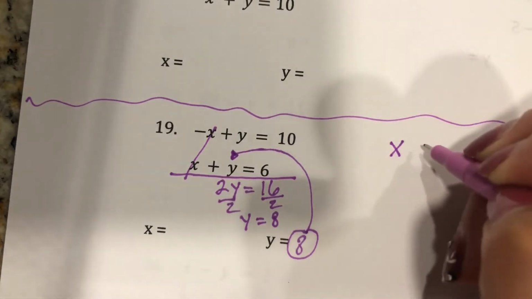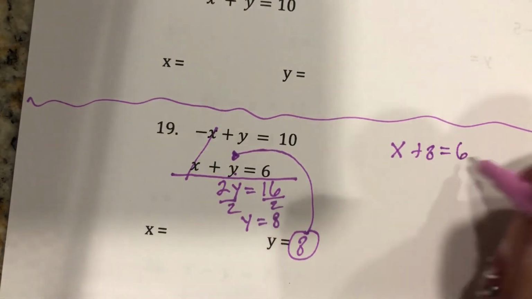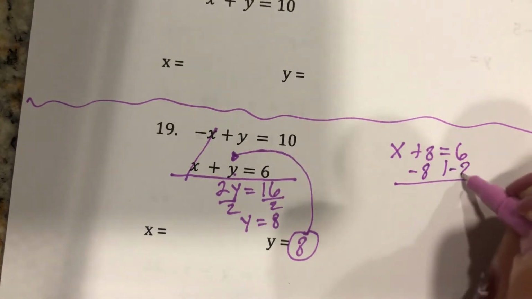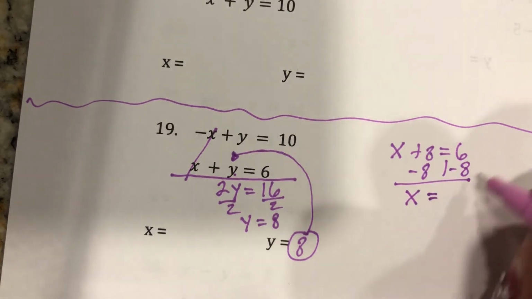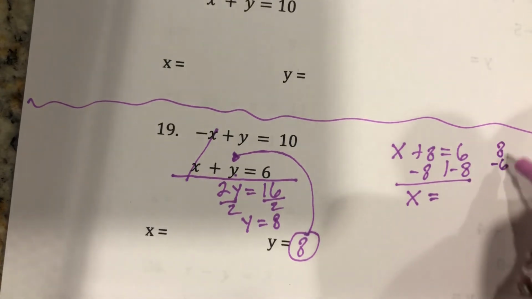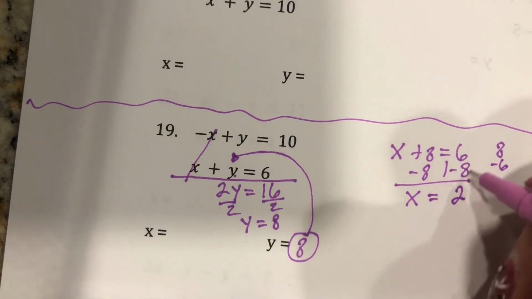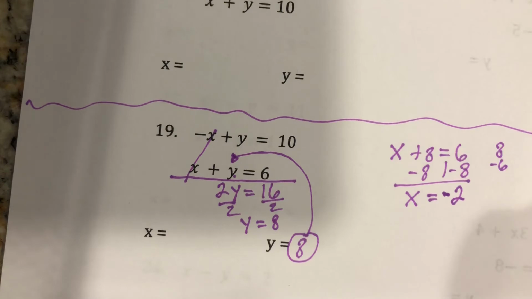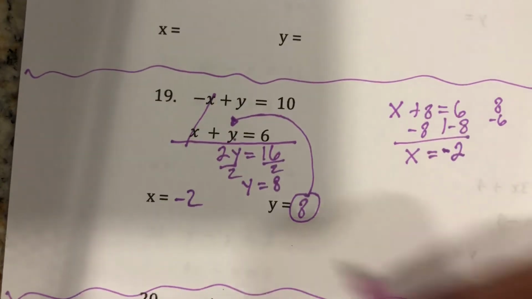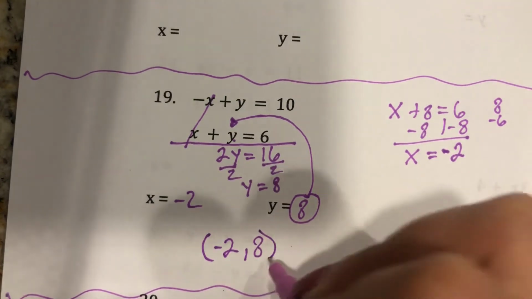So the x stays. Instead of my y, I'm going to substitute in my 8, so x plus 8 equals 6. Get rid of our 8 by subtracting 8 from both sides. And I get x equals, a different sign, so subtract: 8 minus 6 gives me a 2. Look at which sign is bigger. My 8 is bigger, so I'm going to keep a negative. So my answer is -2. So again, still one solution, and it'll be -2 and 8.